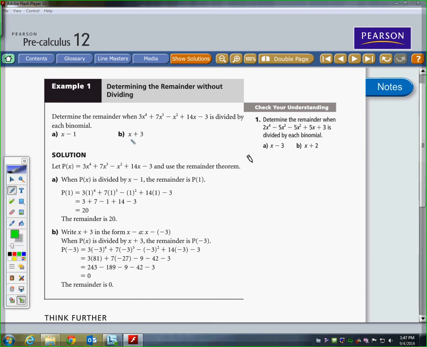What's different with the second one is that this is the first time where it's in the form of x plus some number instead of x minus some number. So you can think that this is the same thing as x minus negative 3. So the point in this case is that a is going to be equal to a negative 3. So when you substitute your number here, you're going to be substituting a negative 3. When p of x is divided by x plus 3, the remainder is p of negative 3. So substitute a negative 3 for wherever you saw x in the original definition of the polynomial, and your answer will be the remainder. So p of negative 3, they substitute all the negative 3's, they do their work, and they find it 0. So the remainder is 0.